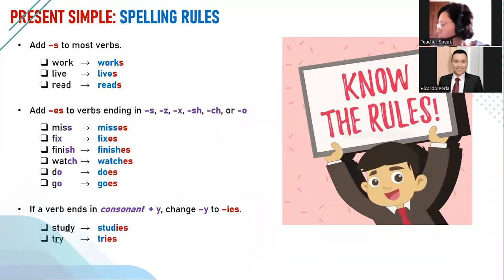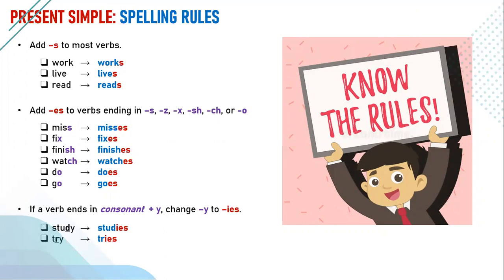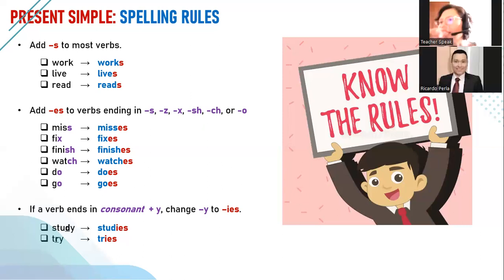Add S to most verbs. For example, work, works. Live, lives. Read, reads. Very good. We say leave, leaves, right? Live, lives. Ajá, because lives es el plural de vida, ¿verdad? Lives. My life, our lives, right? And it is written the same way, se escribe igual, ¿verdad? But actually, this one is lives, and the plural of life is lives. Very good. What about the second one?